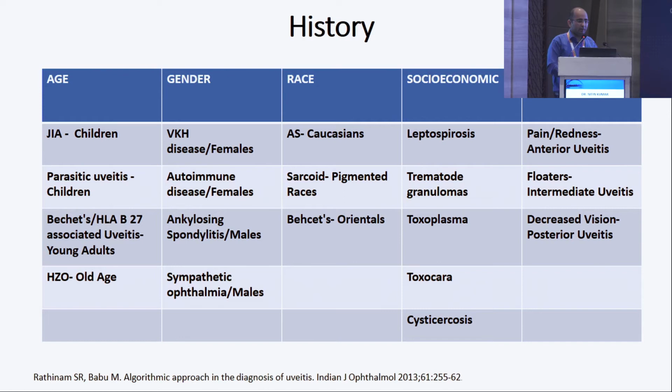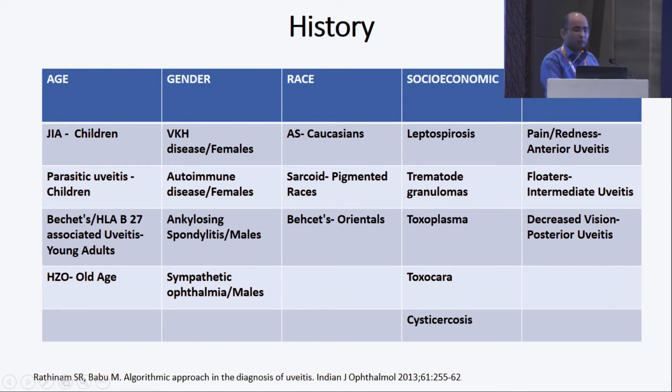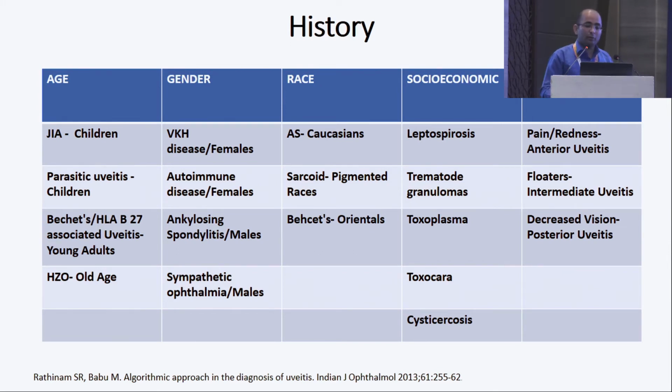Again, race: sarcoid is more common in the pigmented races, Behçet's in people residing in the Mediterranean region, and ankylosing spondylitis is more common in Caucasians. Socioeconomic status can also influence the uveitis presentation, as people with poor socioeconomic status may have trematode granulomas. Parasitic uveitis can be more common in this subgroup of the population.